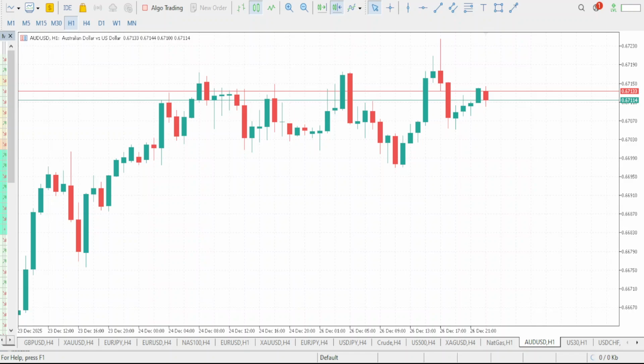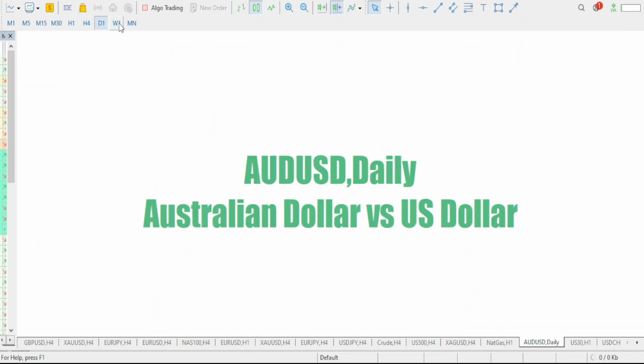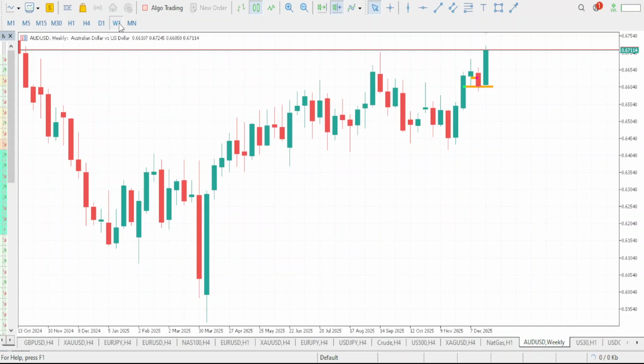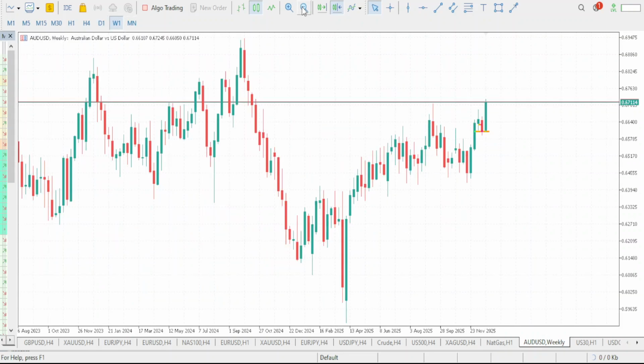Now let's see what we will be anticipating for this week on our odd US dollar. Let's go to our weekly time frame to zoom it out and understand what odd US dollar is actually doing. So now let's start with our trend.